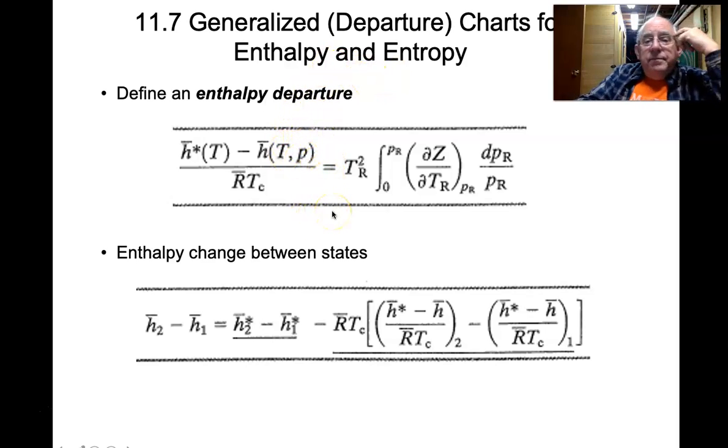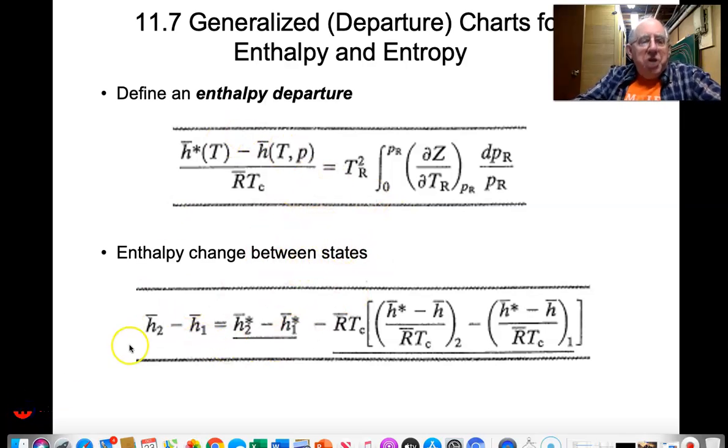And so then, if we are interested in the actual change in the enthalpy between two states, all we now have to do is take the ideal gas change, which is only a function of temperature between the two states, and then we correct it by looking into the departure charts for these two values. And again, these two values are the departure of the actual enthalpy with respect to the ideal gas enthalpy.